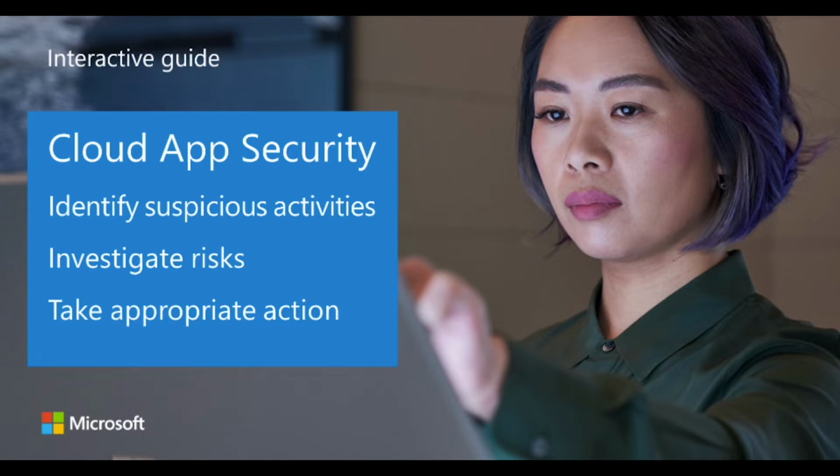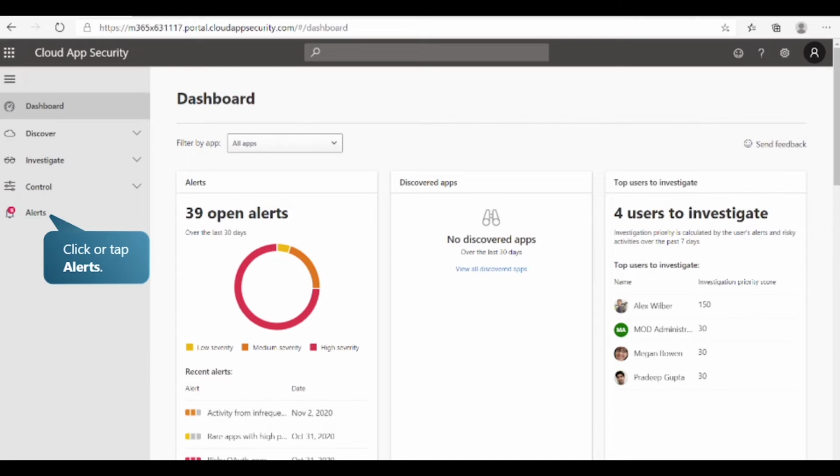You will see how to identify suspicious user activities and investigate risks to your organization so you can take appropriate action. Cloud App Security provides several threat detection policies that use machine learning and user behavior analytics to detect suspicious activities across your different applications. To get started, select Alerts.